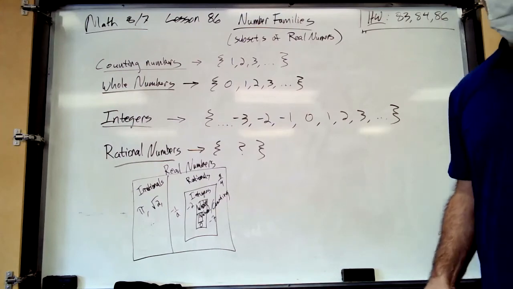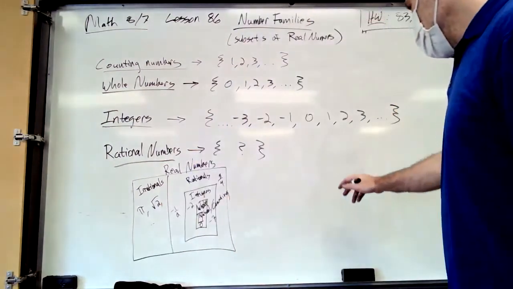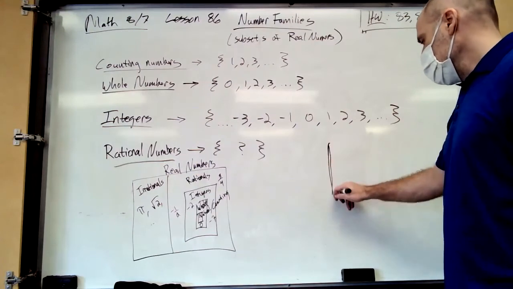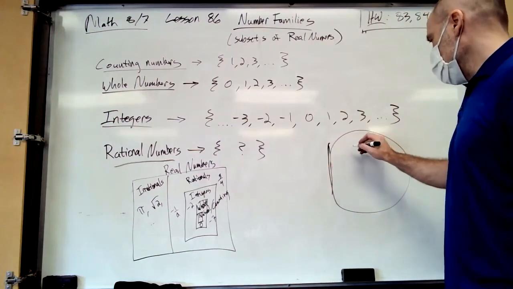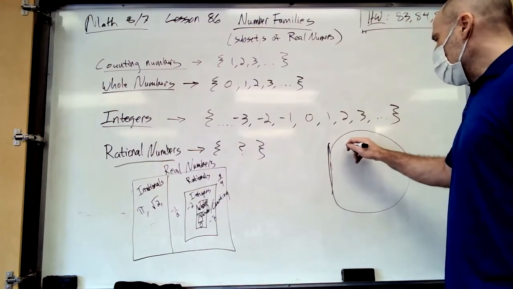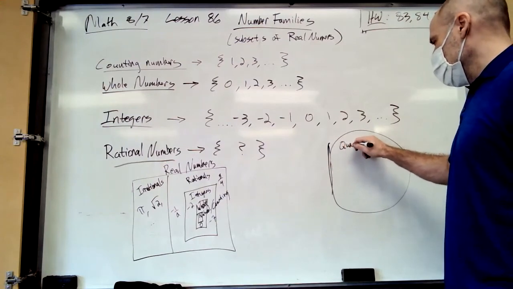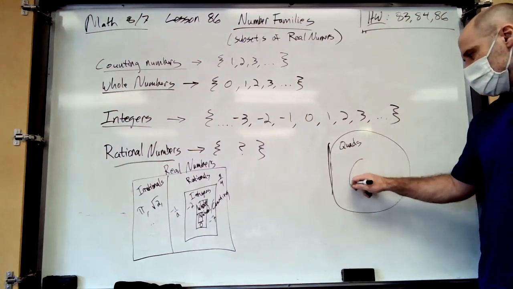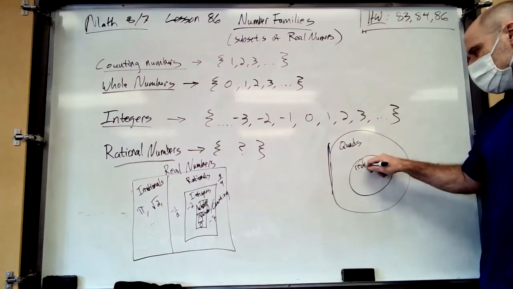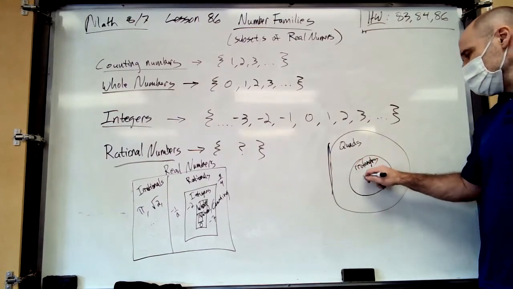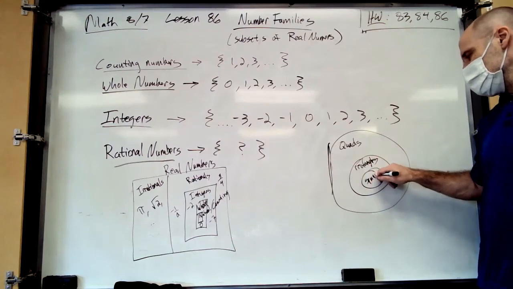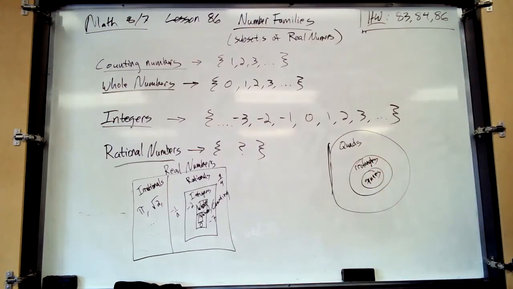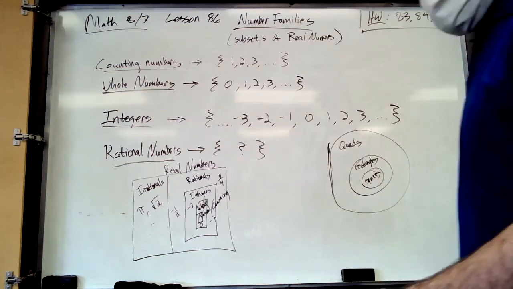You can do that with a lot of things. For example, let me just draw a circle because it would be confusing if I drew a rectangle. You've got quadrilaterals. A quadrilateral could be a parallelogram or a rhombus. But then inside your quadrilaterals, you've got rectangles. And inside the rectangles, you've got squares. Because every single square is also a rectangle, but not every rectangle is a square. Okay?